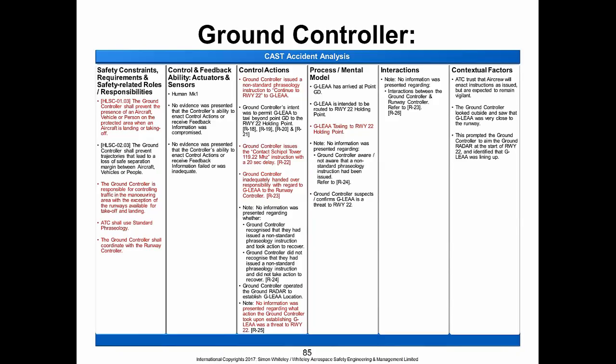Now with regards to interactions, this is where the incident report has a lot of information that I think should be considered, with regards to the interactions between the ground controller and the runway controller. I've got some recommendations there that I'll talk about later. And then contextual factors. The ATC must trust to an extent that the aircrew will enact instructions as issued, but are expected to remain vigilant. And then the ground controller looked outside and saw that G-Lear was very close to the runway, and this prompted the ground controller to aim the ground radar at the start of runway 22 and identified that G-Lear was lining up.